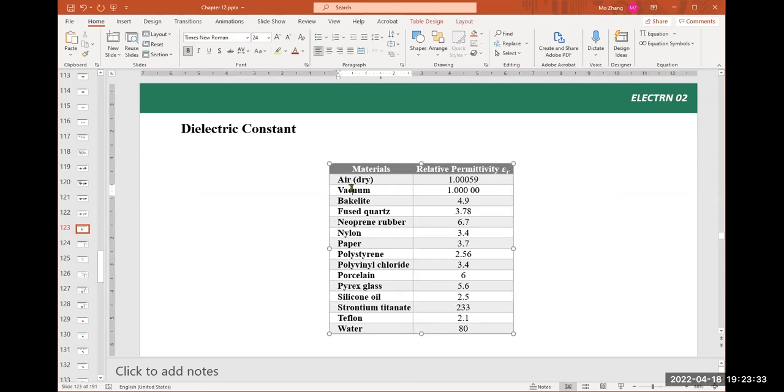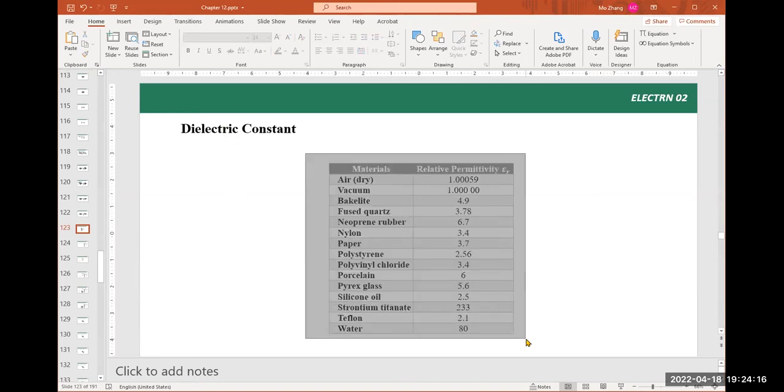So if it's air and a vacuum, let's say it is 1, right? Reference number 1. If you use Bakelite, the capacitance is improved almost 5 times, 4.9 times. If you use fused quartz, the capacitance is improved 3.78 times. And then neoprene rubber, 6.7 times, nylon, 3.4 times. If you just put regular paper, it's improved 3.7 times. And so on. Silicone oil, Teflon, water, strontium titanate, they are all dielectric.